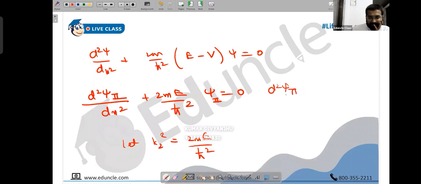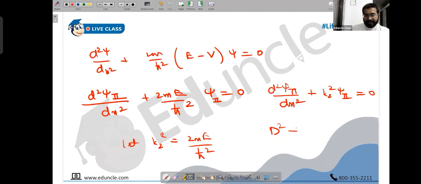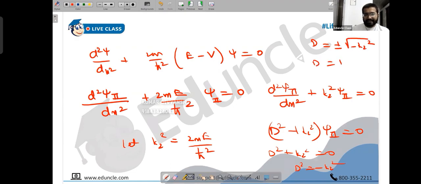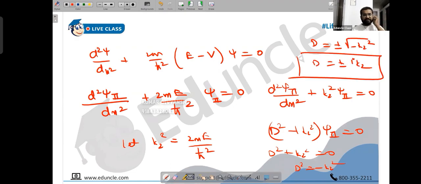So what do we have? d square psi 2 upon dx square plus k2 square psi 2 is 0. We already know the answer to this. Let me write it because I want to use the same formula again: (D square plus k2 square) into psi 2 is 0. It means D square plus k2 square is 0, so D square is minus k2 square. It means D is plus or minus the root of minus k2 square, or you can say D is plus or minus i k2. Now the student was asking whether we can use the e raised to alpha x formula, because the roots are complex this time.